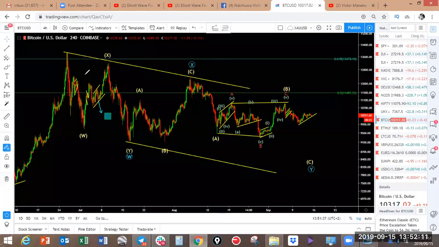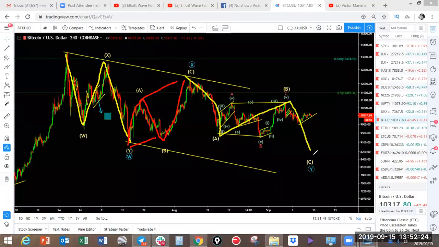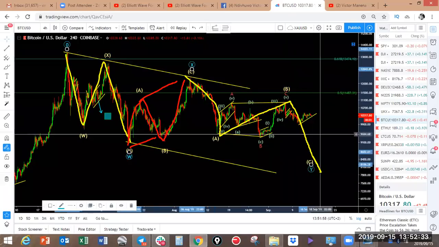Now we have got here 1, 2, 3, that is my W in blue. You've got here the 3-wave in red pullback. And we're expecting to have another yellow like that. 1, 2, 3 like that. And that will complete our structure. That is the WXY in blue. That is the Y that we're expecting there to complete on Bitcoin.